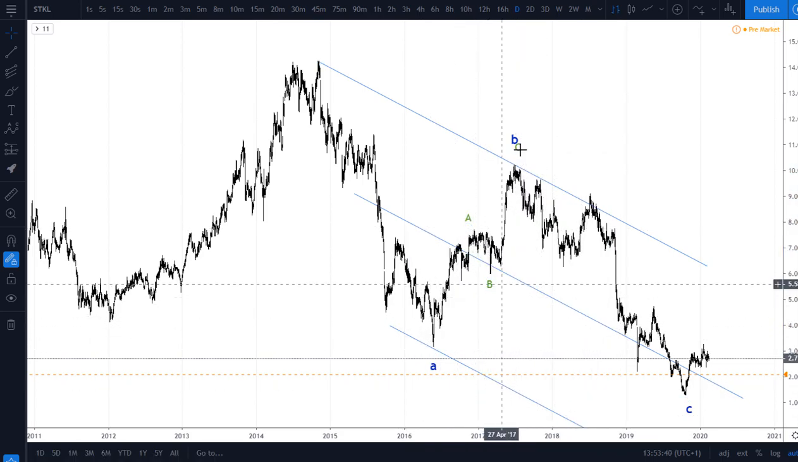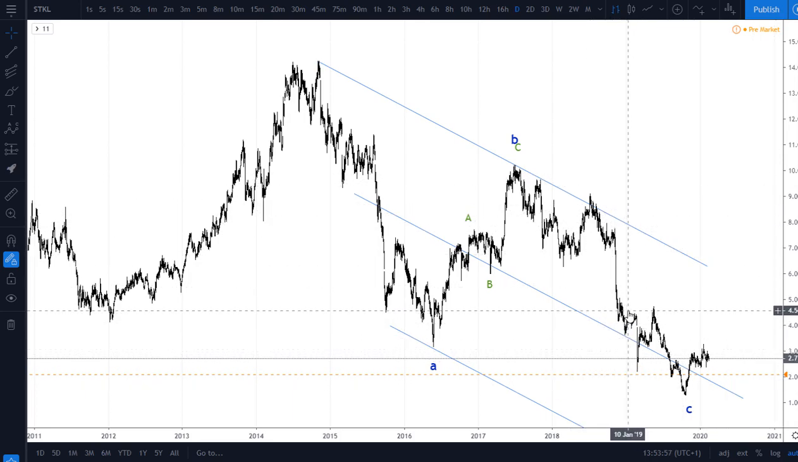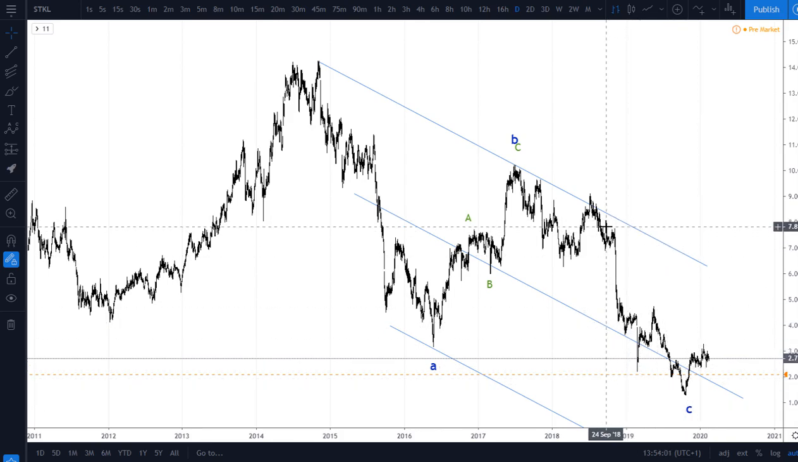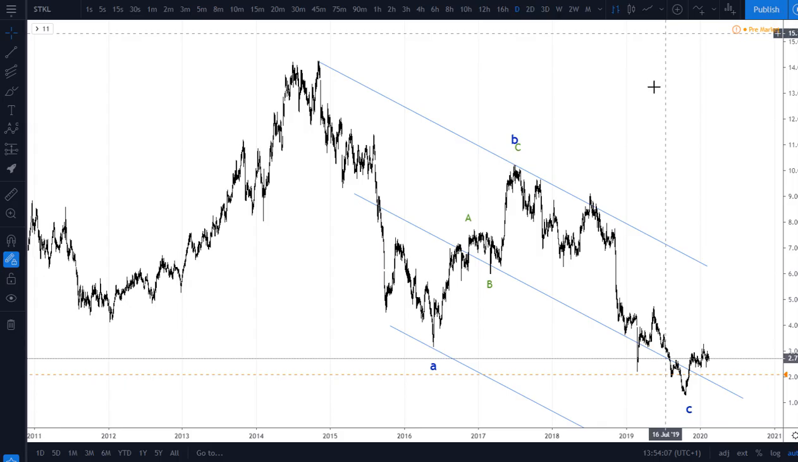And an A, B, C zigzag is a 5, 3, 5. So you have 1, 2, 3, 4, 5 in A, B, and 1, 2, 3, 4, 5 in C. And then your wave C is a 5-wave as well, 1, 2, 3, 4, 5. You can even subdivide it very well, 1, 2, 3, 4, 5, and then even the 5, 1, 2, 3, 4, 5, even the wave 3 of 3 is 1, 2, 3, 4, 5. Very, very clean structure here.